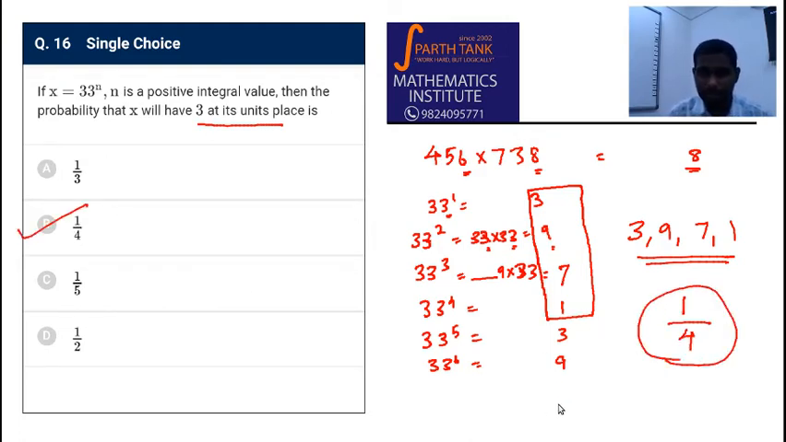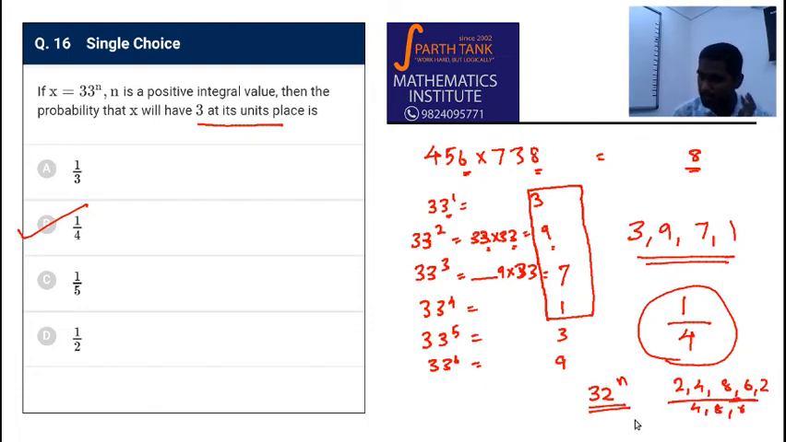Try this for any number. You try for, for example, let us say 32 raised to n. The last numbers would be 2, 4, 8, 6 and then again 2, 4, 8, 6. So only 2, 4, 8 and 6 would be allowed in the last place. Alright, and using this you can say that the probability of having any one would be 1 by 4.